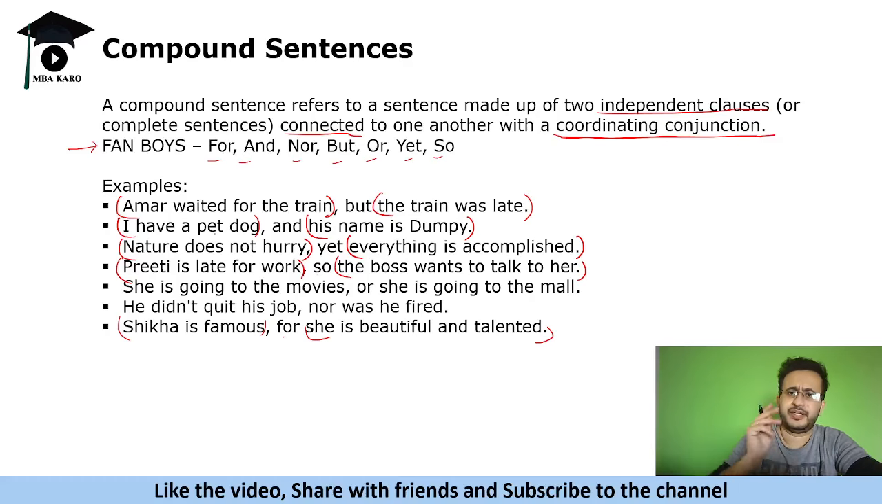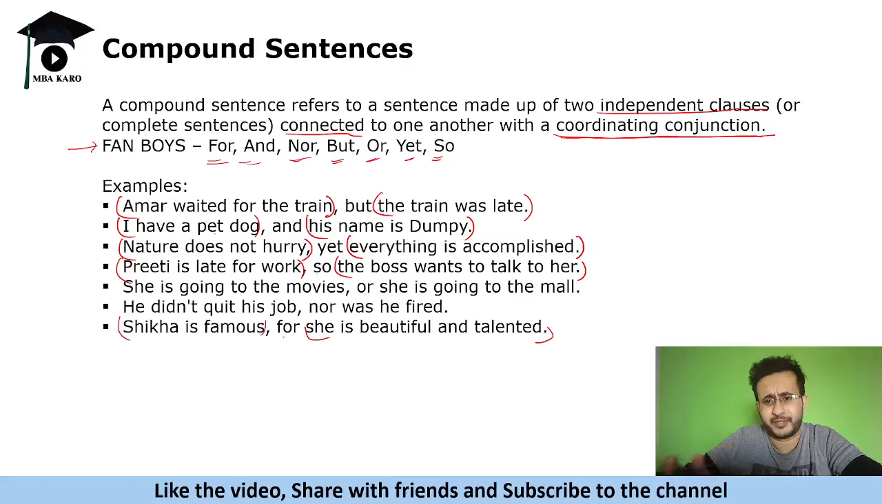So if two sentences are independent, वो अलग से भी सेंटेंस कंप्लीट बन रहा है और उन्हें ज्वाइन करने के लिए इनमें से कोई कंजंक्शन यूज किया, that is called a compound sentence. Alright, now let us see what a complex sentence is.